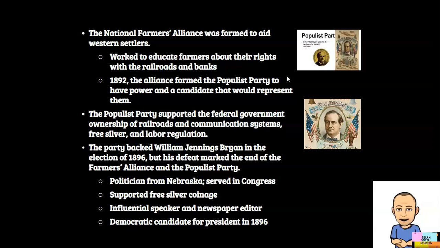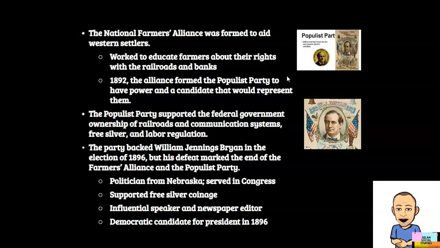So in response, in 1892, the Farmers Alliance formed the Populist Party to have power, and they picked a candidate to represent them. And the Populist Party supported the ownership of the railroads and communication systems as well. They supported free silver and labor regulations. And to help bring this into the influence of the party, it did support William Jennings Bryan as a Democrat in the election of 1896.